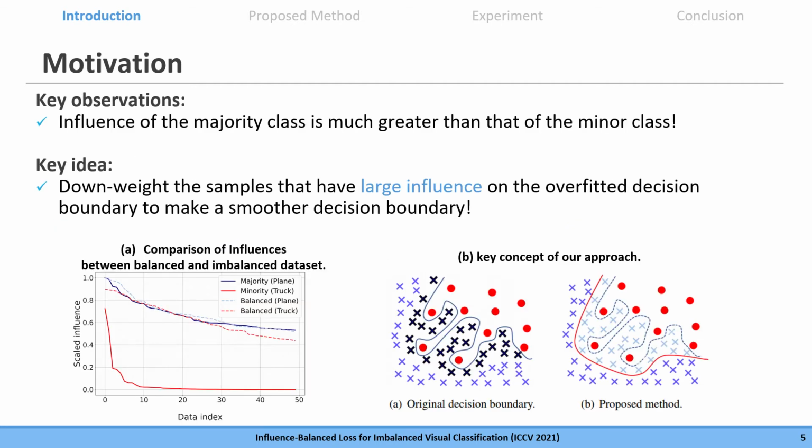As shown in figure A, we observe that the influence of the majority class is much greater than the minority class in the imbalanced data. This shows that the influence of data can be a meaningful clue. From this, we propose a new loss function that downweights influential samples causing overfitting.